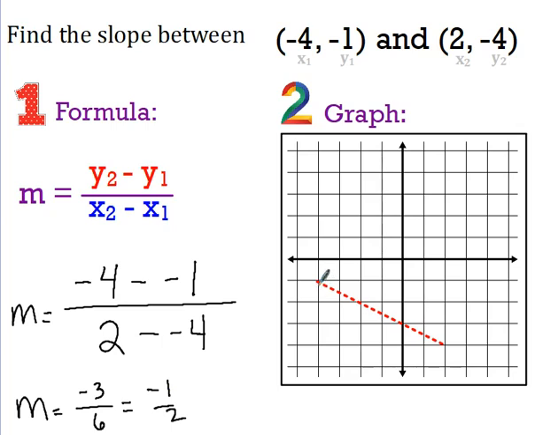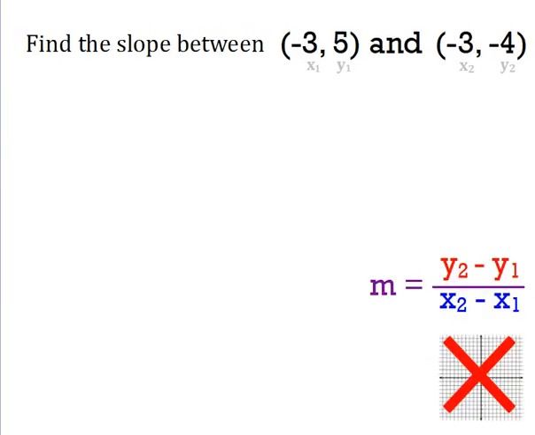So if you look at it, you could totally see that this goes down 3 over 6. But you can also see that it goes down 1 over 2, down 1 over 2, down 1 over 2, and that's the same thing. Okay, we're going to try a few without a graph because we don't need it anymore.